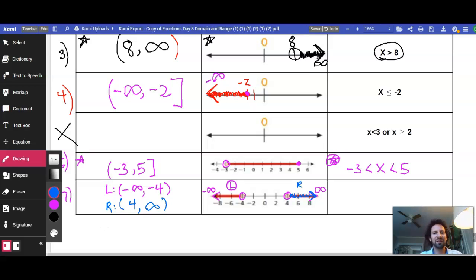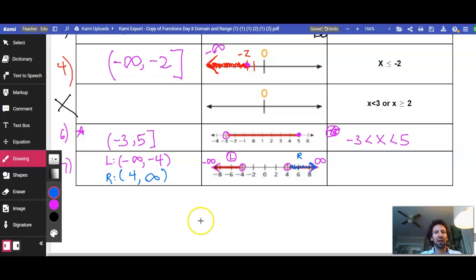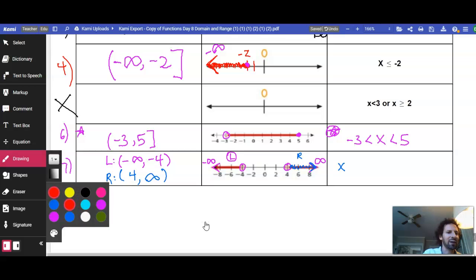Now, if we want to express this in inequality notation, we essentially are going to write two inequalities to do this, because x is in between any two values. So we're actually going to say that x is less than -4. That's one of the inequalities. Let me write that in red, since that's the one on the left.